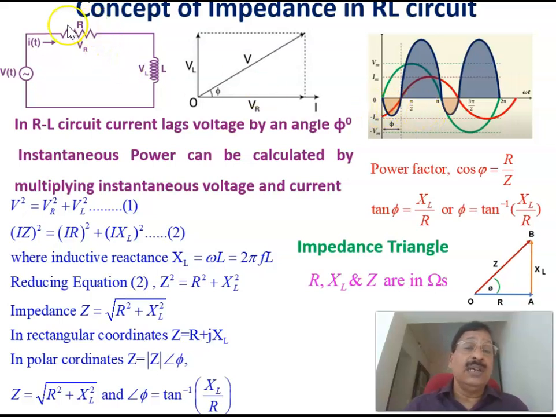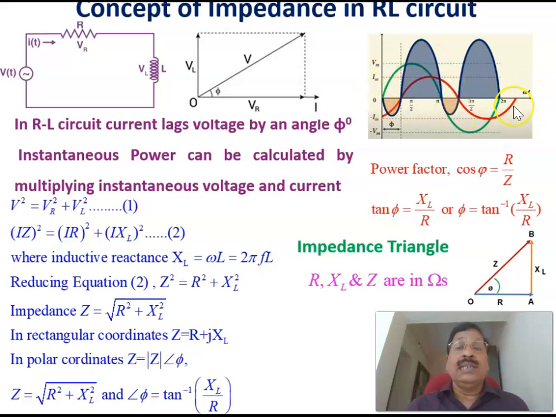For example, in a purely resistive circuit, you know that current and voltage are in phase, with phase angle equal to 0. But for a pure inductive circuit, the phase angle is 90. The current is lagging the voltage by 90 degrees. For an RL circuit, the phase angle between the voltage and current will be in between that. Therefore, it will be between 0 degrees and 90 degrees. Now, let us call that angle phi. The current is lagging the voltage by an angle phi.